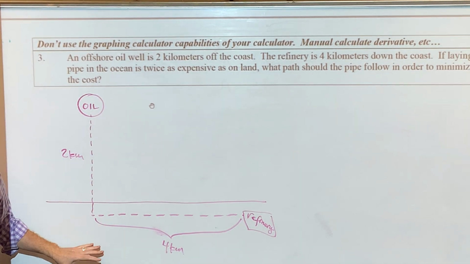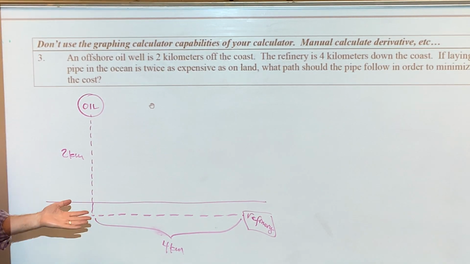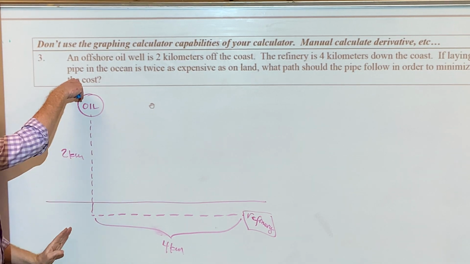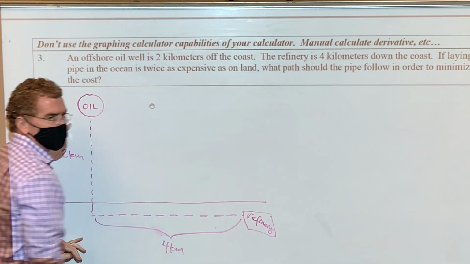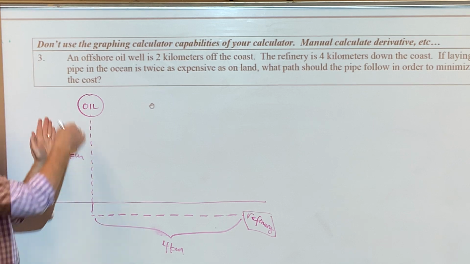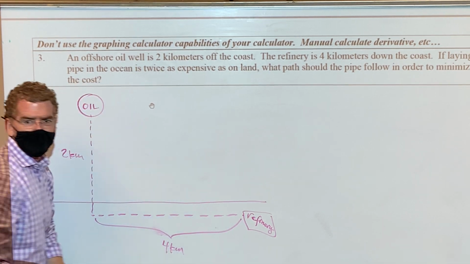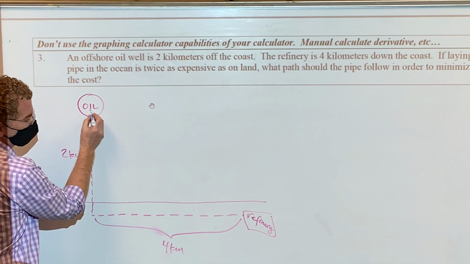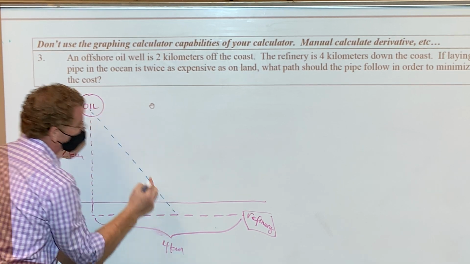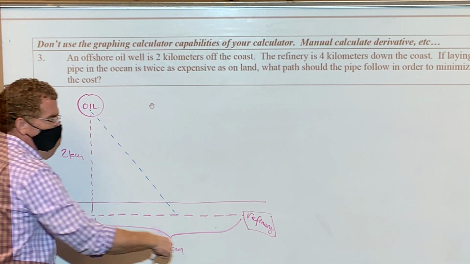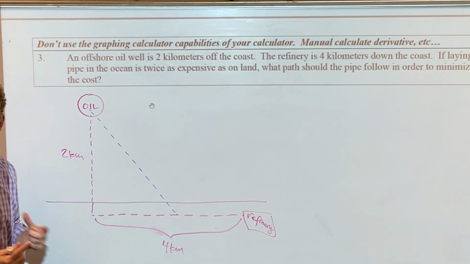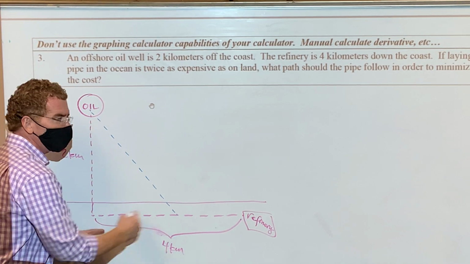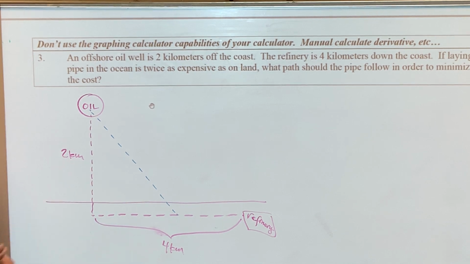So more than likely, now it might be, we might run the numbers and it's cheaper to go straight there and then over there on the land. We might run the numbers in a second and see that it's cheaper to go straight to the refinery. But the calculus will let us know that. So what I do is I draw a picture and say, maybe it's partially in the water and partially on the land. And then the calculus will work out and tell me what the variables are, and you can adjust it.